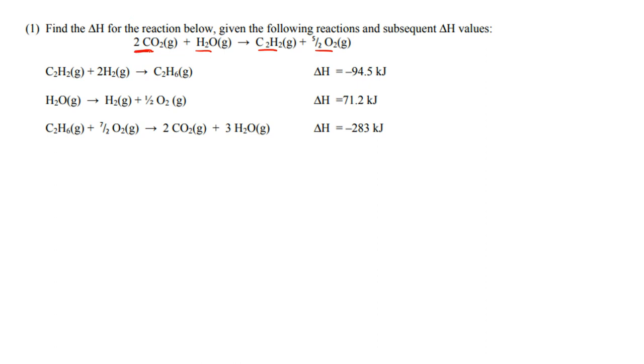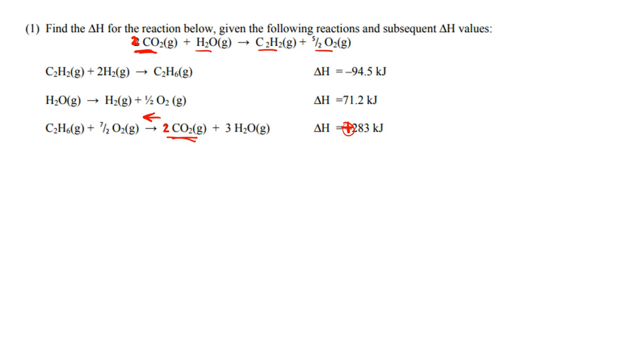So I see here that I need 2 carbon dioxides. I scan my given reactions and I see 2 carbon dioxides here. They're in the products, but I want them to be in the reactants, so I'm going to have to reverse this reaction. When we reverse the reaction, we have to switch the sign. That negative becomes a positive. I have 2, I want 2, so I don't need to scale this up or down.